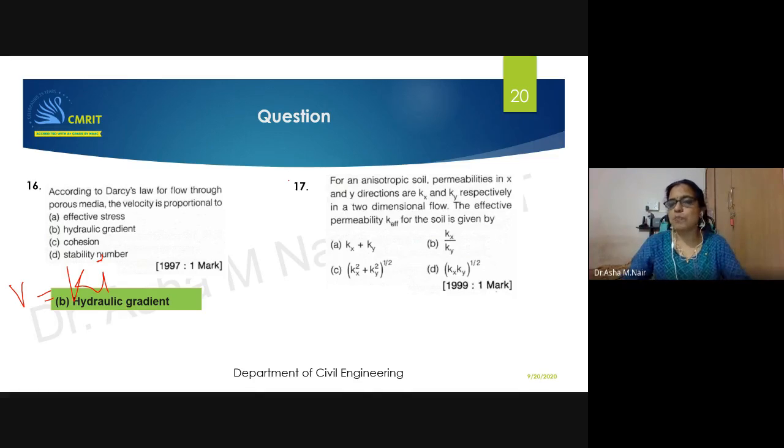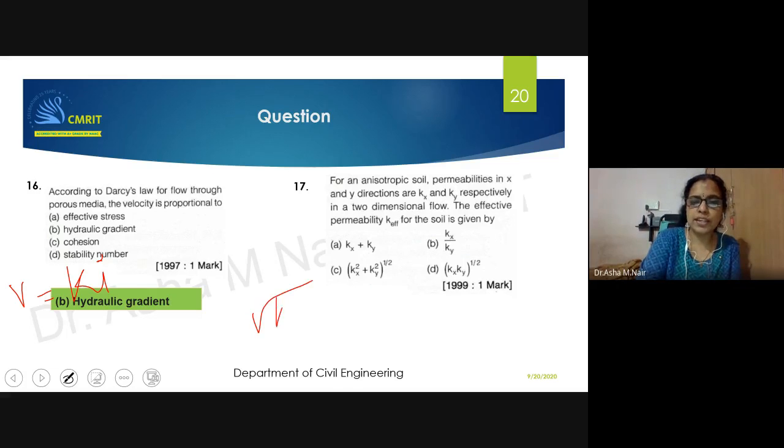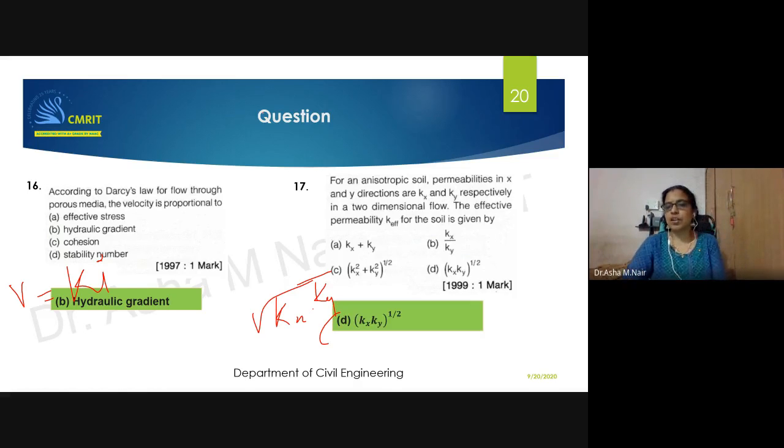So what are the options that are given here? Kx plus Ky cannot be the answer because that cannot happen. Kx squared plus Ky squared, the whole raised to half, that also is not possible. Kx by Ky is also not possible because we have not come across such things. Instead, for an anisotropic soil, it is Kx into Ky the whole raised to half, which is nothing but the square root of Kx into Ky. So this is what exactly it is.